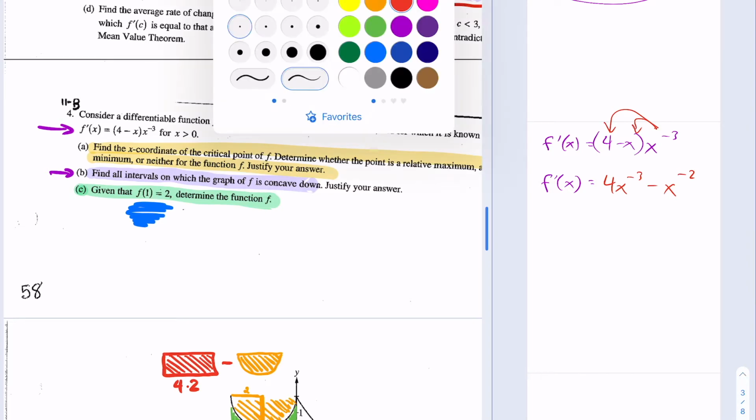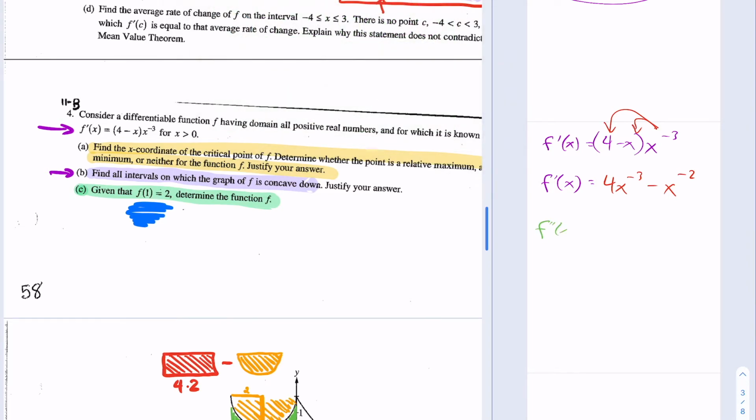So from here, the second derivative will be negative 12x to the negative 4 plus 2x to the negative 3. Okay? So this is where we have to rewrite this a little bit: negative 12 over x to the 4th plus 2 over x cubed. All right? We want to find out where the second derivative is 0 so that we can create some type of sign chart here, okay?